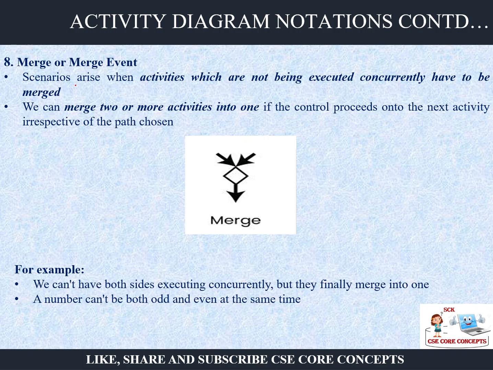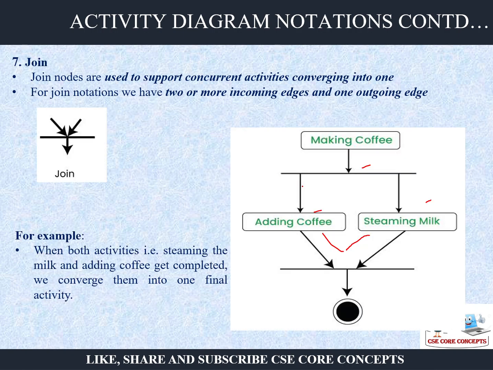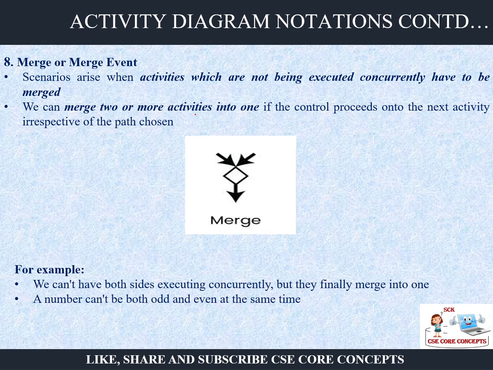Merge event. So scenarios arise where activities that have not been executed concurrently have to be merged. See, this is where they are doing things concurrently and you are merging. And this is what happens when you have to merge. So whatever is happening, you are merging into a decision, right? If the activities are not concurrent, but they are different activities which result into something, that is a merge.